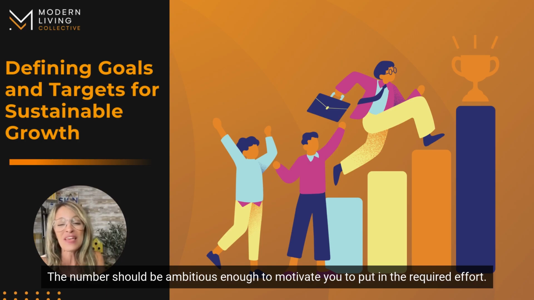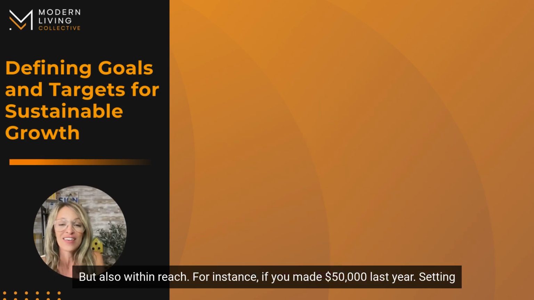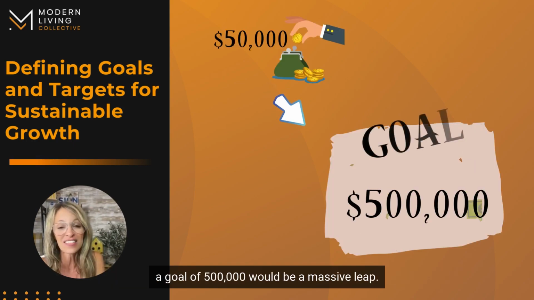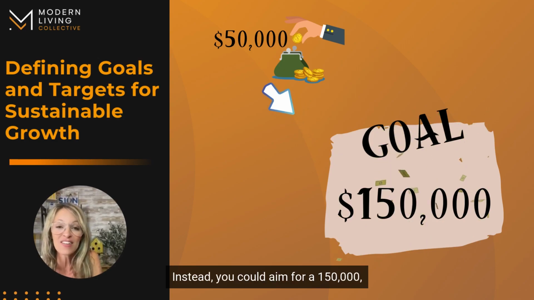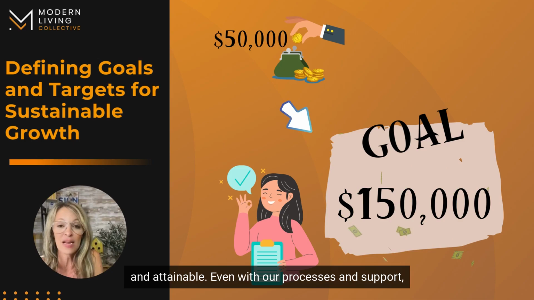The number should be ambitious enough to motivate you to put in the required effort, but also within reach. For instance, if you made $50,000 last year, setting a goal of $500,000 would be a massive leap. Instead, you could aim for $150,000. It's a significant increase, but more reasonable and attainable.